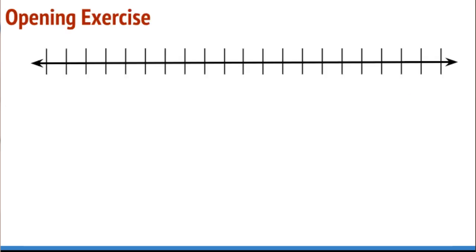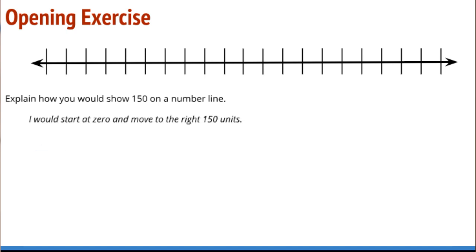All right, opening exercise here. How would you show 150 on a number line? And of course, you should pause at this point, think your way through it, maybe actually explain to someone. And a quick answer would be I'd start at 0 and I would move to the right 150 units. So on the number line we have here, what strategy would you use to show 150 on the number line?